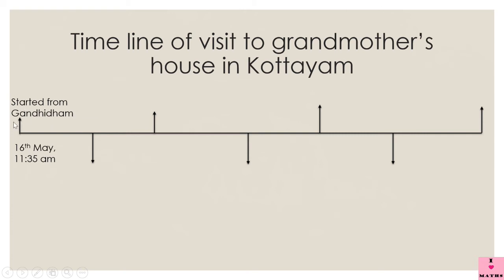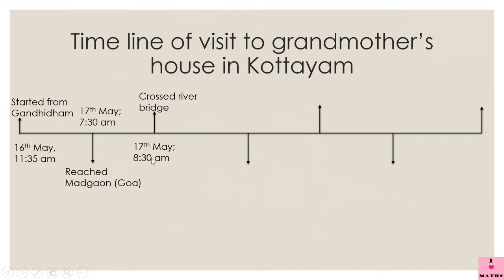So she started from Gandhidham in Gujarat on 16th May at 11:35 a.m. This is the time when the train started. On 17th May at 7:30 a.m., she reached Madgaon in Goa. On 17th May at 8:30 a.m., she crossed a huge river and the train was passing through a bridge. It was a huge bridge and she had seen that kind of bridge for the first time in her life. So she noted that time. It was 8:30 a.m.